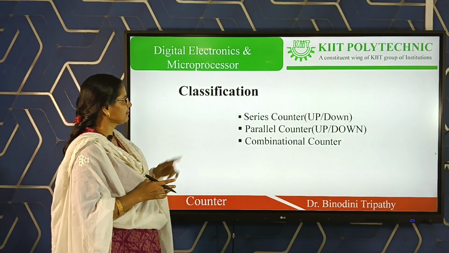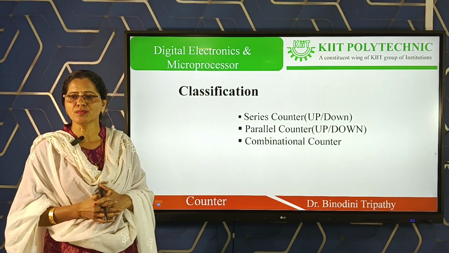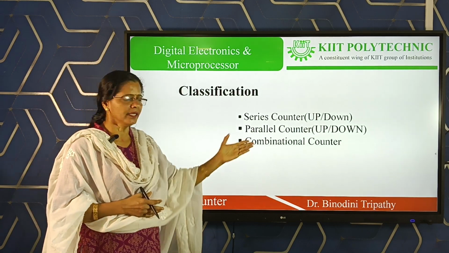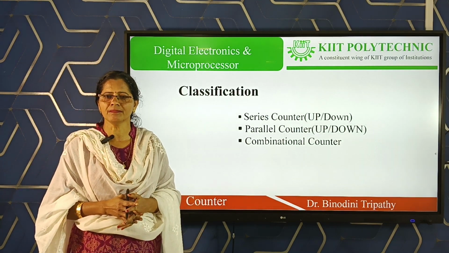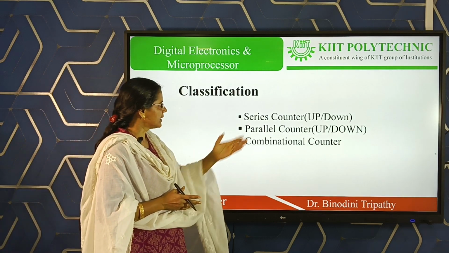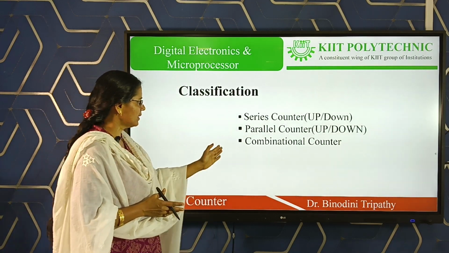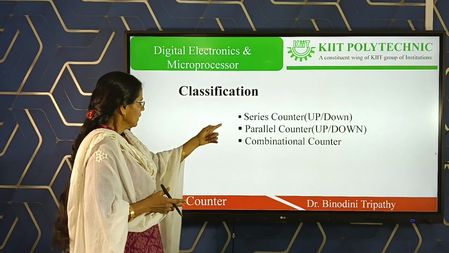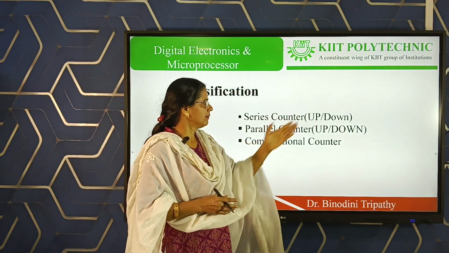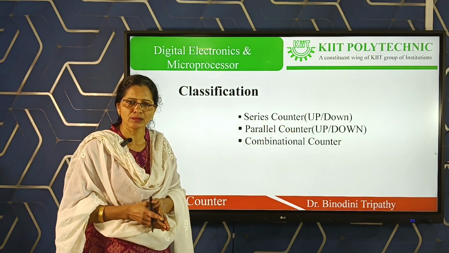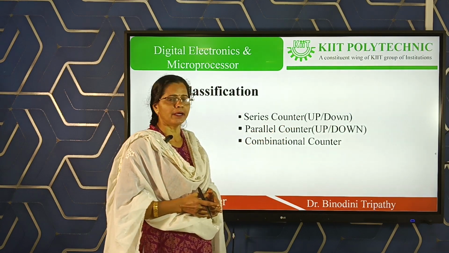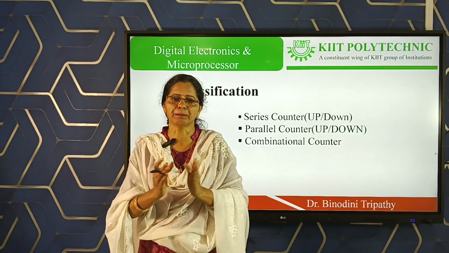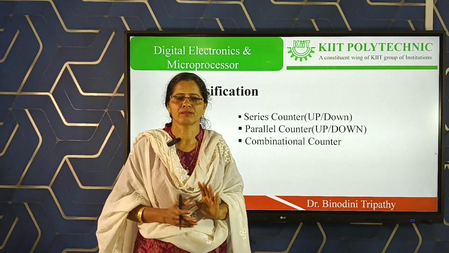Then next, this is about the classification of counters. Counters can be classified broadly into three classes. The first is the series counter, another is the parallel counter, and the third one is the combinational counter. The series counter again can be divided into two classes, up counter and down counter. The parallel counter also can be divided into up counter and down counter. Then the combinational counter is something different from the two standard forms.